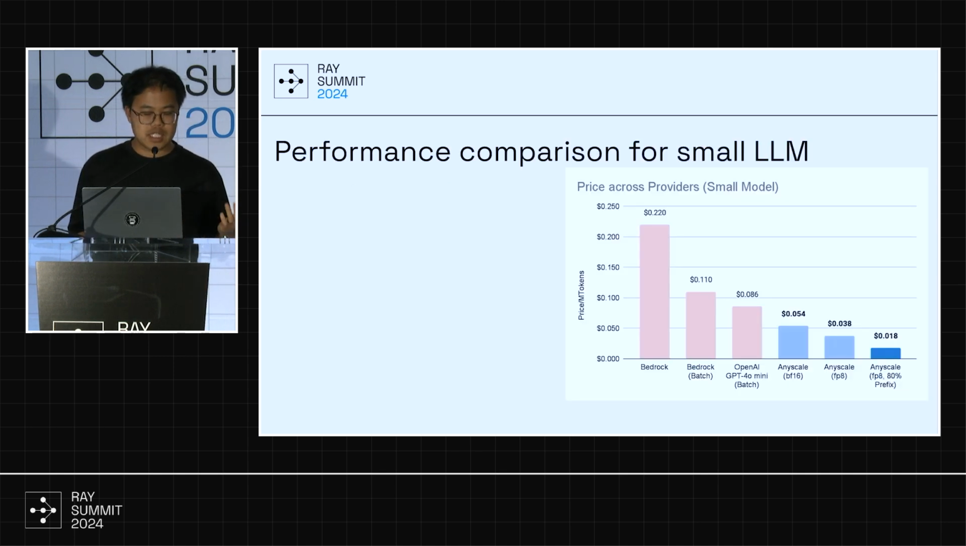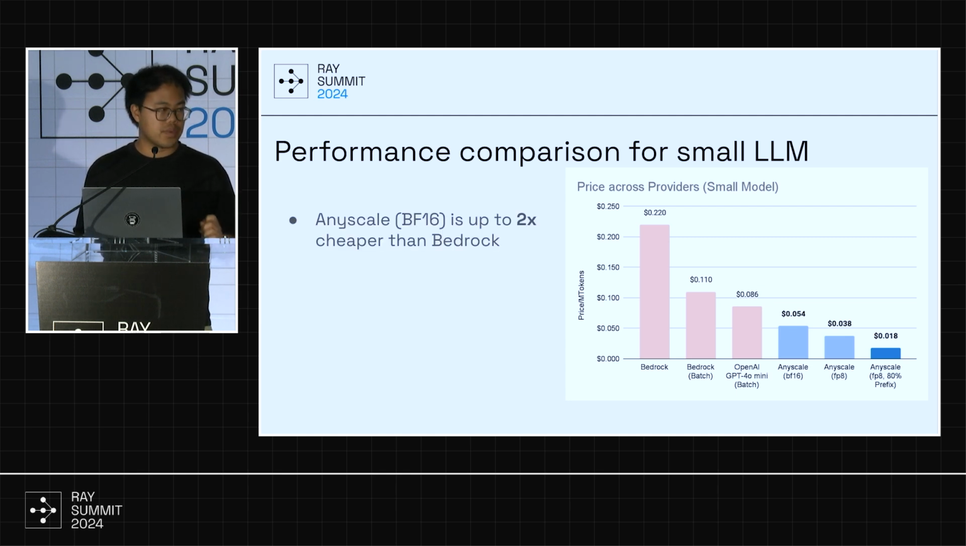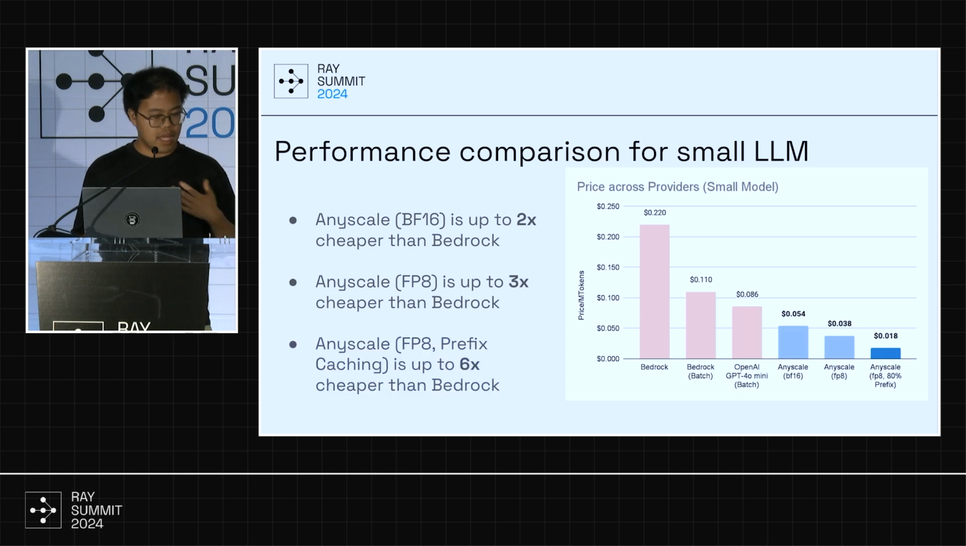In comparison to alternative solutions, Ray batch with its optimized configurations is able to achieve up to 2x lower price than Bedrock, and this is Bedrock with batch pricing, so Bedrock with 50% off. With the FP8 model, we're able to achieve up to 3x, and this is again for a Llama 3 8B model. And with prefix caching, when you have shared prefixes, we're able to achieve up to 6x cheaper than AWS Bedrock with batch pricing.